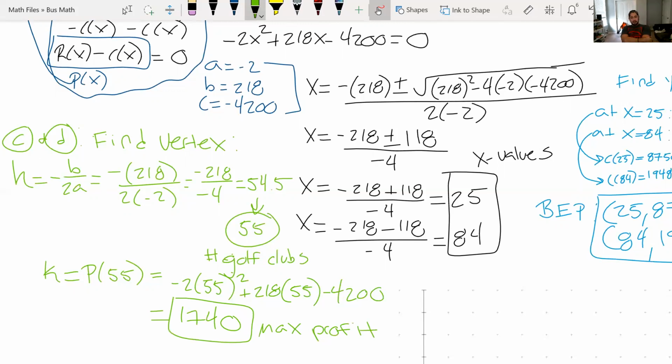Now that doesn't seem like a lot of profit to bring home, but hey, profit is profit. Because this is after you've paid your employees everything. You paid your cost, you paid your employees, you paid your shipping, you paid everything. This is what you take home, 1,740. So that's all C and D wanted. Find your max profit.